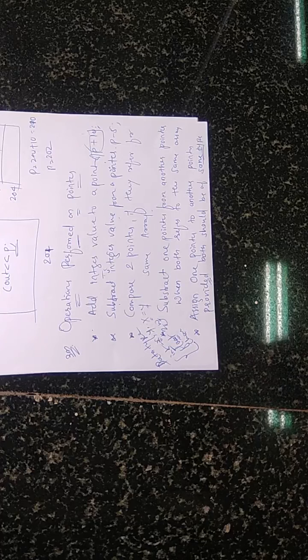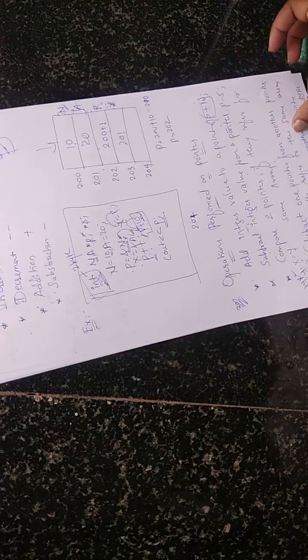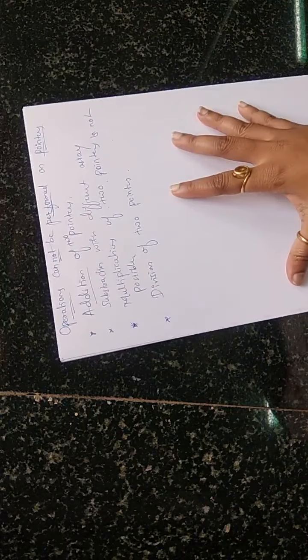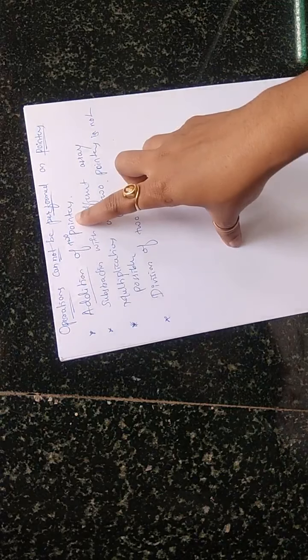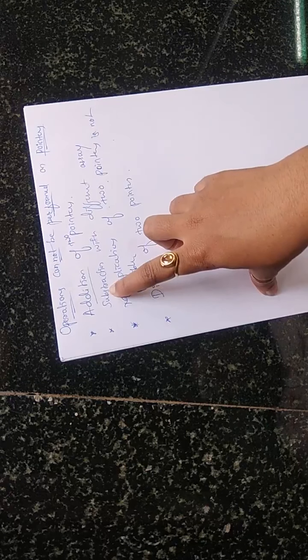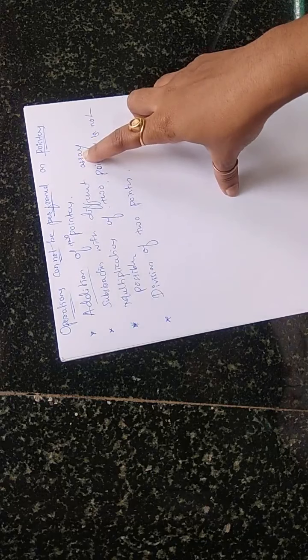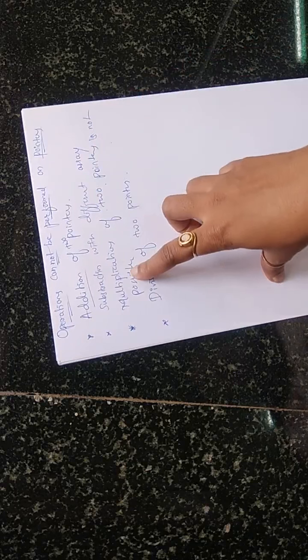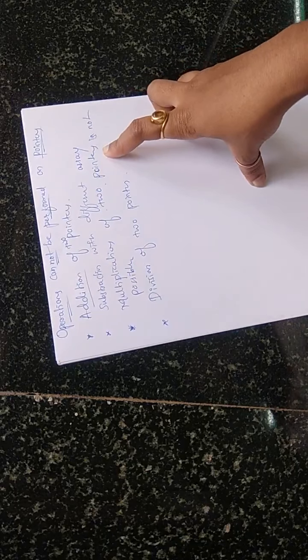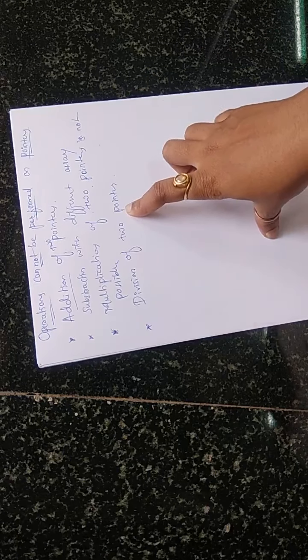Both should be either integer, char or float. One char and one int, or one int and one float, is not possible. It should be all integer, all char or all float. A different type is not allowed. Next, the operations which we cannot perform on pointers: adding 2 pointers is not possible, subtracting 2 pointers referring to different arrays is not possible, multiplication of 2 pointers is not possible and division of 2 pointers is not possible.